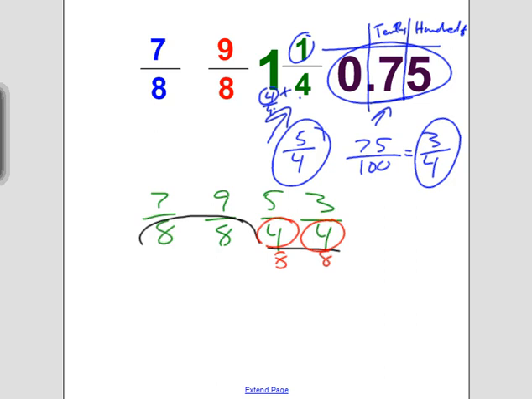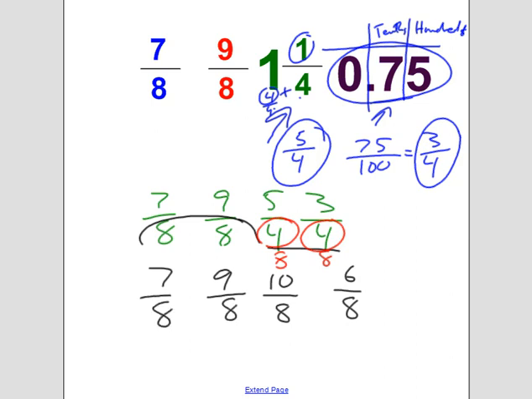So 4 times 2 is 8. 8 on the bottom. 5 times 2 is 10 on the top. The other one, 4 times 2 again is 8. 3 times 2 is 6. Now let's put the other ones beside it here. Now we have all of our fractions, and we can order them. And this is pretty simple.